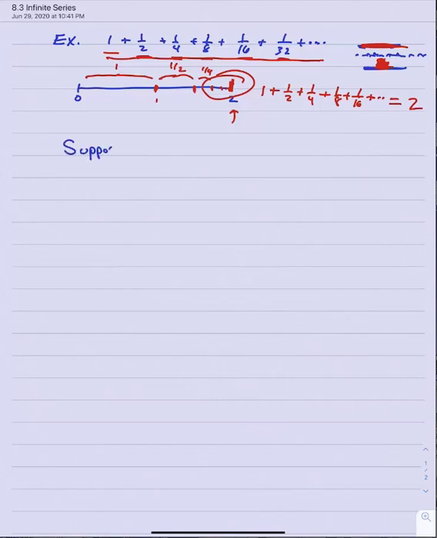Suppose a sub n is a non-negative sequence of real numbers.